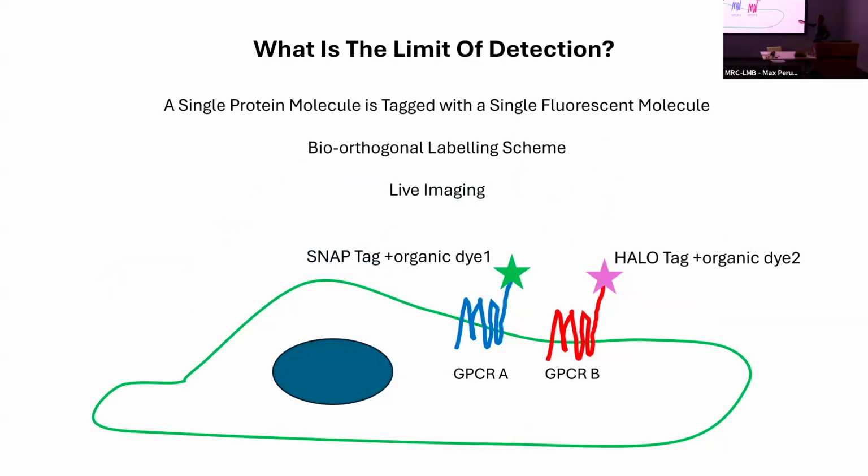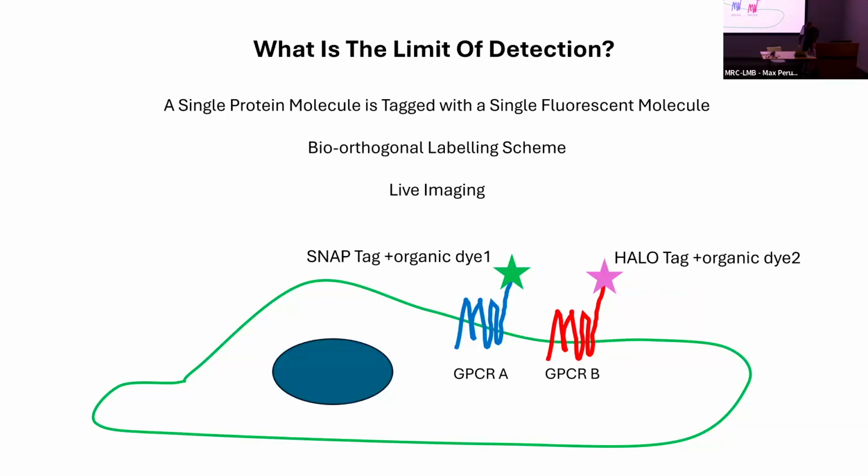This is what we've got. What we're actually doing, we've got a single protein molecule here on the membrane, and we put a single dye on it, and we've done the same for another GPCR, so we're looking at single fluorescent molecules. This is what's known as a bioorthogonal labeling scheme, and this SNAP-tag technology only puts it onto A, and Halo puts it onto B, and Halo doesn't bind onto A, and SNAP doesn't bind onto B, so you can be certain that you're labeling two different species.